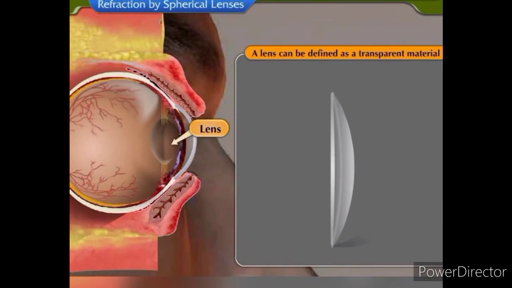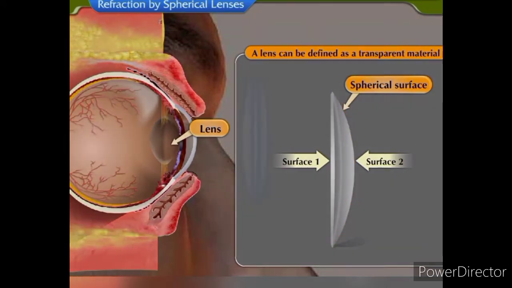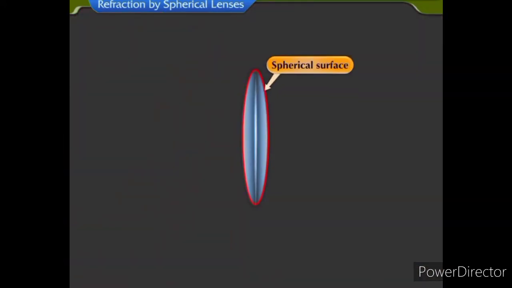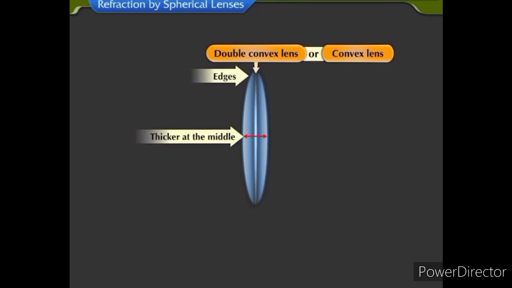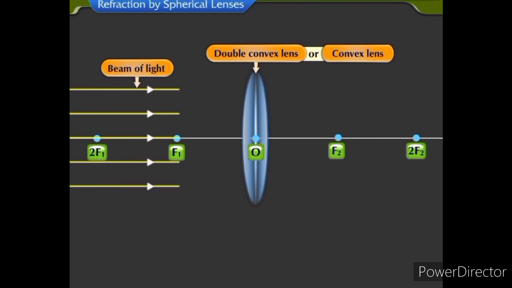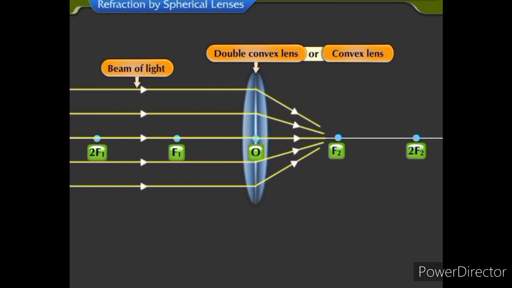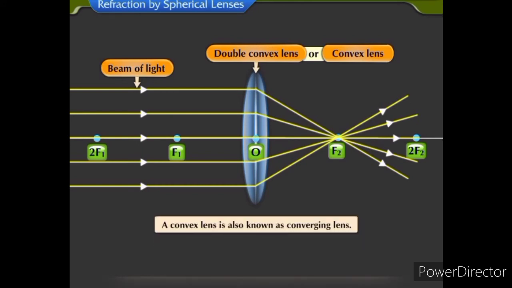A lens can be defined as a transparent material bound by two surfaces, out of which at least one surface is spherical. A lens can have two spherical surfaces bulging outwards. Such a lens is called a double convex lens or simply a convex lens. It is thicker at the middle than at the edges. A beam of light incident on the convex lens is converged. Hence, it is also called a converging lens.